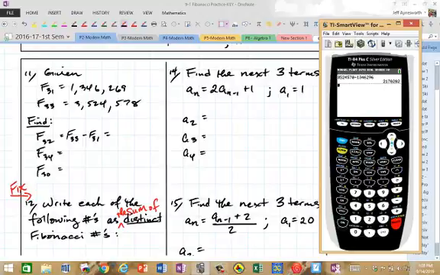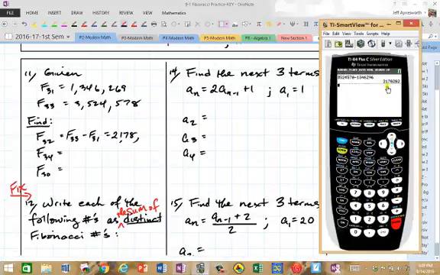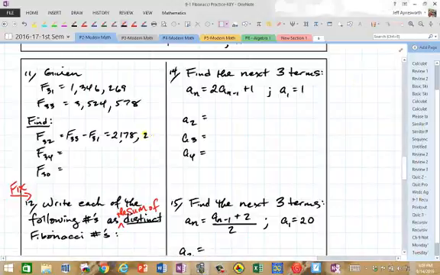So let's write that down. So here 2,178,282. All right, that's the one in the middle.